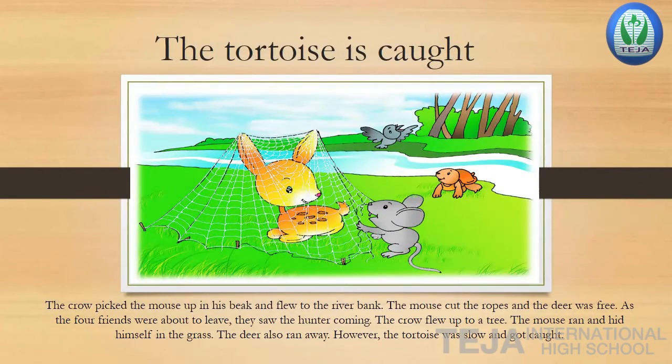The tortoise is caught. The crow picked the mouse up in his beak and flew to the river bank. The mouse cut the ropes and the deer was free. As the four friends were about to leave, they saw the hunter coming. The crow flew up to a tree. The mouse ran and hid himself in the grass. The deer also ran away. However, the tortoise was slow and got caught.